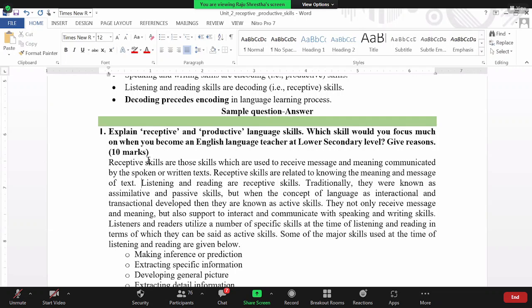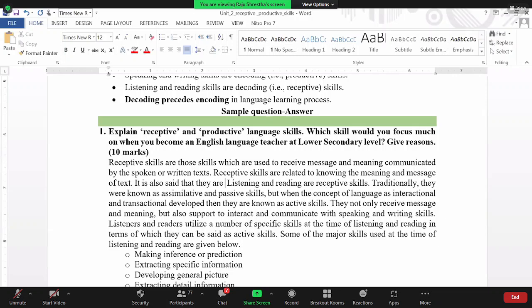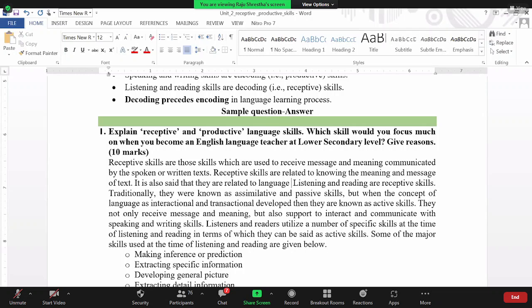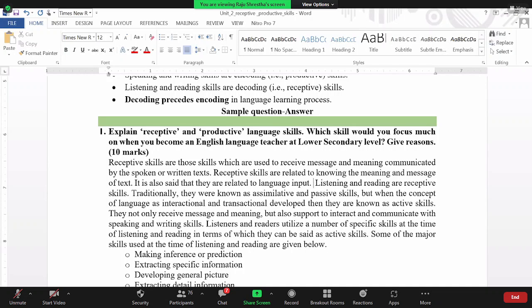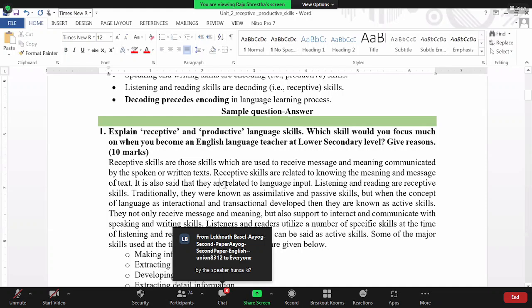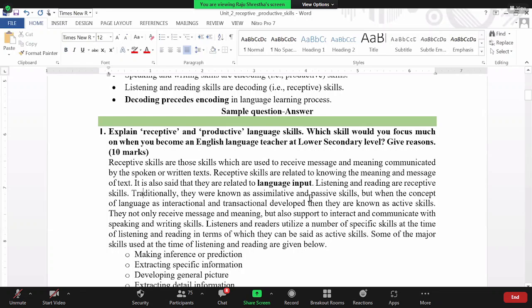We receive message and information. Receptive skills are related to knowing the meaning and message of the text. We know, we receive, we recognize, we collect, we gain language inputs हैन. अथवा भनौं यहाँ अर्को सेन्टेन्स बनाइदिउँ न, it is also said that they are related to language inputs. हैन, so listening and reading, these two skills are related to language input they receive. Listening and reading are receptive skills हैन.